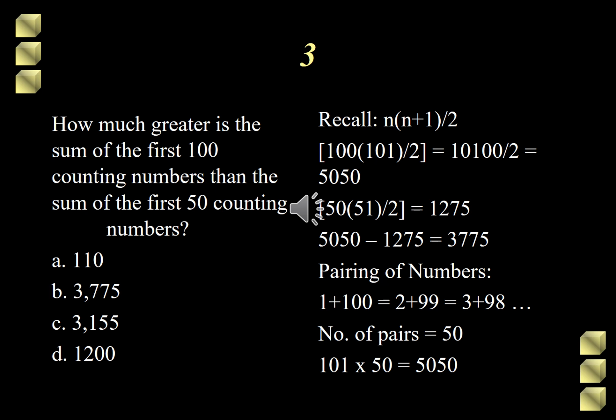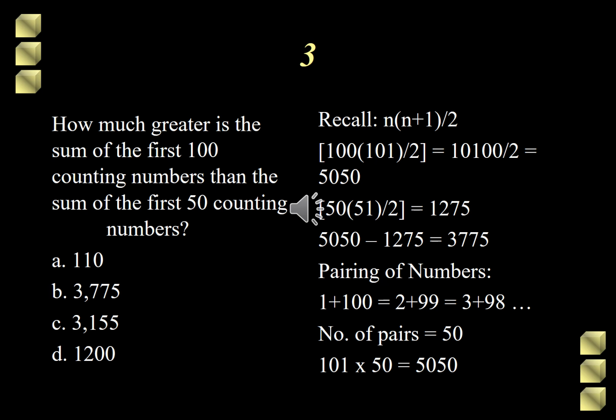And going back to the question, we are asked for the difference. As the question states, how much greater is the sum of the first 100 than the sum of the first 50? So the sum of the first 100 is 5,050, minus the sum of the first 50, which is 1,275. So 5,050 minus 1,275 is equal to 3,775, and that is in letter B.